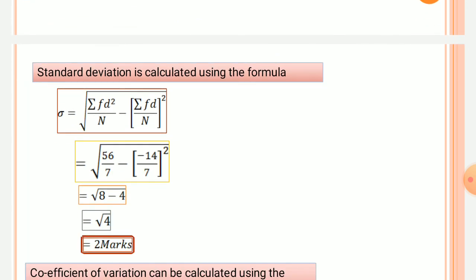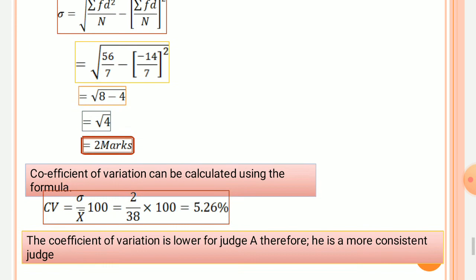Now standard deviation can be calculated as sigma is equal to root of sigma d square by n minus sigma d by n whole square. Therefore, by substituting the calculated values into the formula, we get root of 56 by 7 minus 14 by 7 whole square. So root of 8 minus 4, root 4, therefore 2 marks.